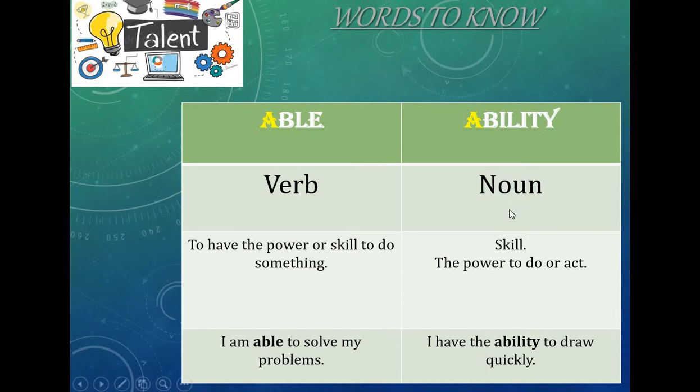Ability as a noun, it is the skill itself. The ability to draw, or I have the ability to draw. Ability is a skill or a power. Okay? If I'm talking about my action, what can I do? I am able. If I'm talking about my skill, it is my ability. Able is a verb, ability is a noun.